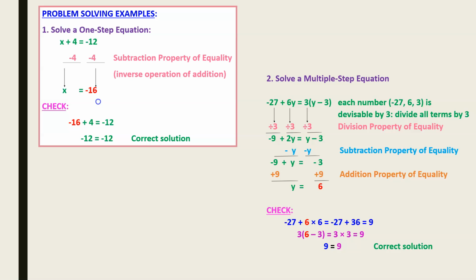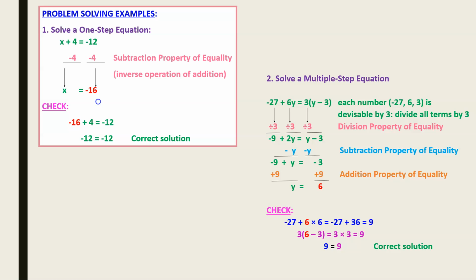We will apply these properties to the solution of equations. We will start with a simple, one-step equation. We have x plus 4 equals negative 12. We have the original operation, addition. It means that the inverse operation to the addition is subtraction. By this, we have to subtract 4 from both sides.